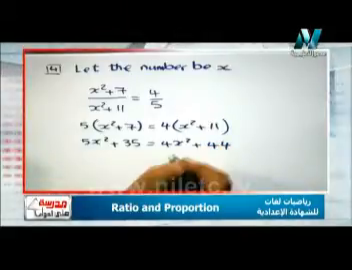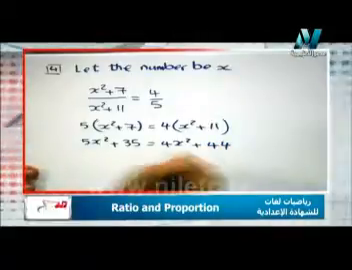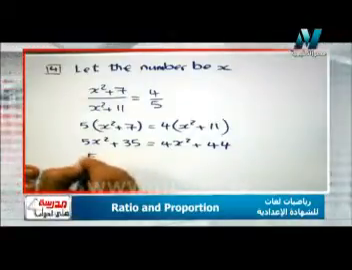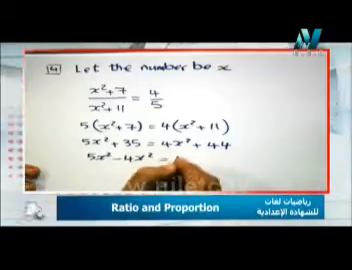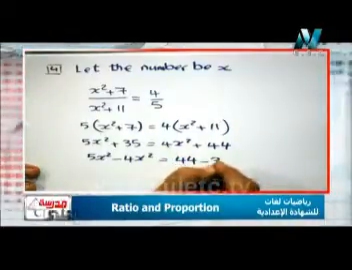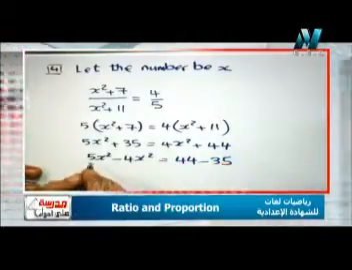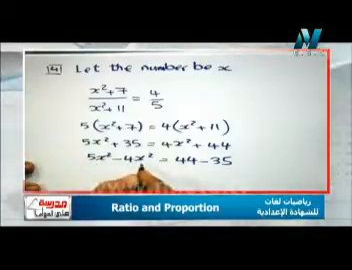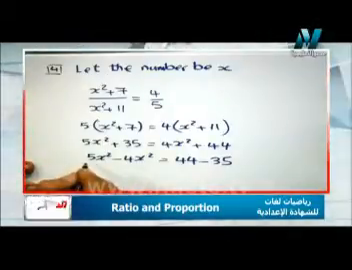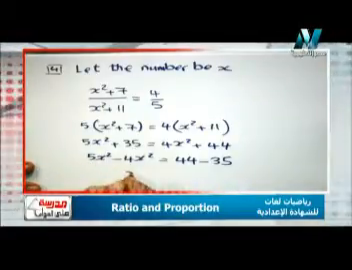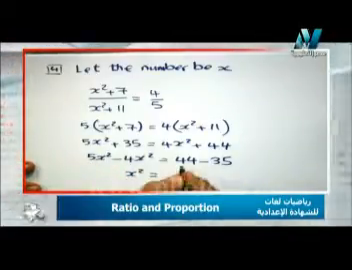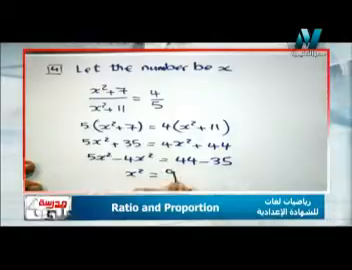The third strategy now: collecting the like terms on both sides. So we have 5x squared minus 4x squared equals 44 minus 35. For 5x squared minus 4x squared, these are two like terms, so I'm going to subtract the coefficients: 5 minus 4, and the answer is 1. So we have 1x squared equals 44 minus 35, which is 9.